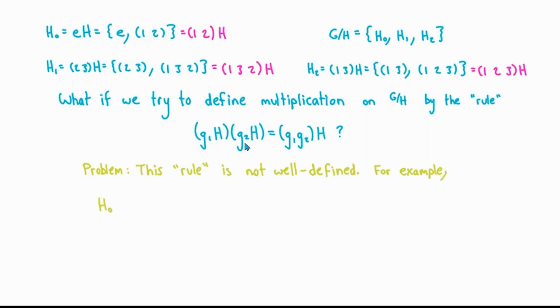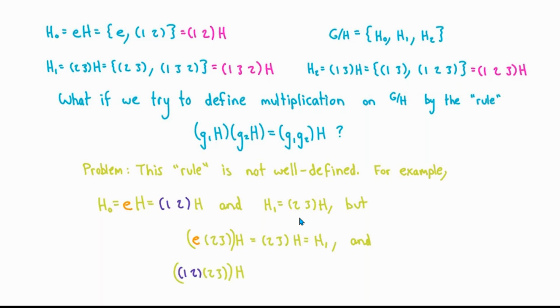So for example, we already mentioned that the coset that we called H0 can be written either as the identity times H, or as (1 2) times H, and let's think about what happens when we try to multiply that by the coset H1 using this rule. Well, H1 is (2 3) times H. So if I try to multiply together H0 times H1 using the representatives identity and (2 3), I would get the coset (2 3)H, which is the coset that we called H1. However, if I try to multiply these two cosets together using the representatives (1 2) and (2 3), then I would get the coset (1 2 3) times H, which is the coset H2. But now H1 and H2 are not the same coset, so that shows that this is not a well-defined binary operation on this quotient space.